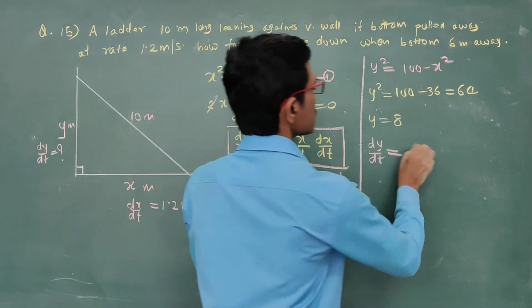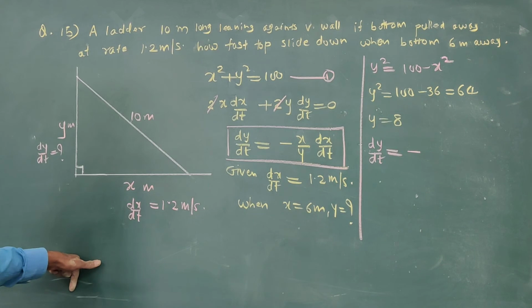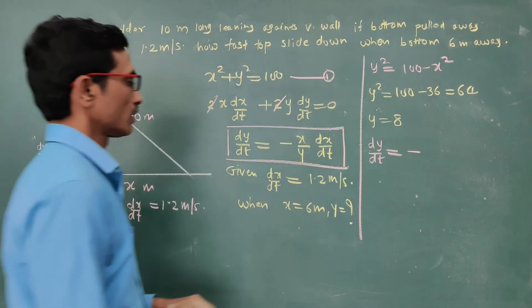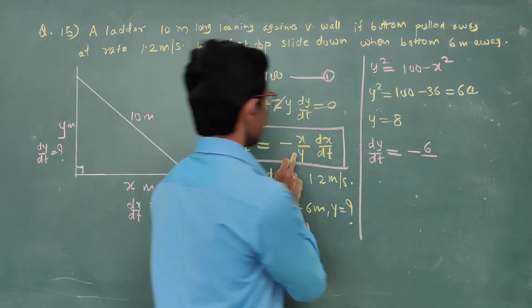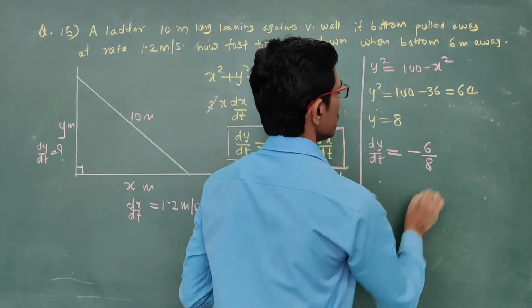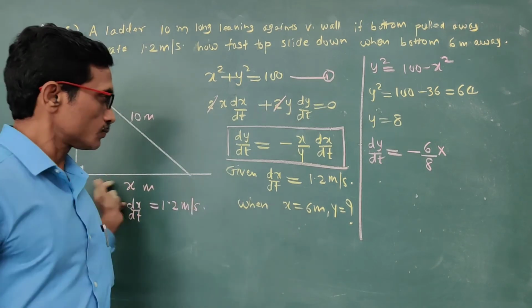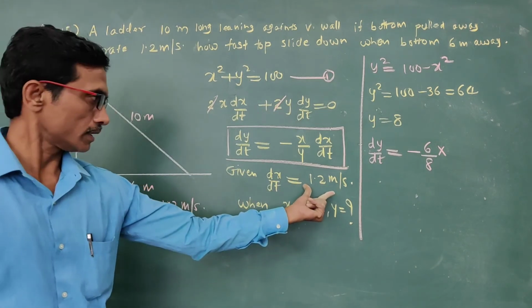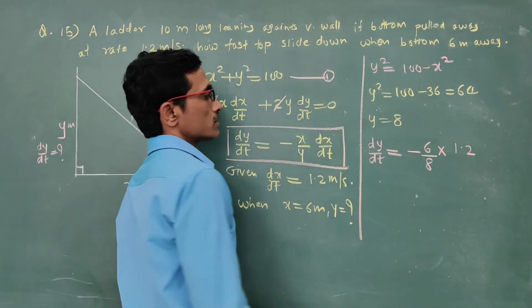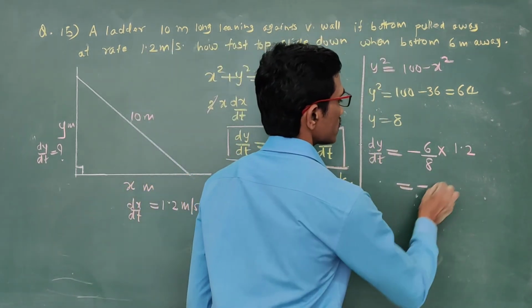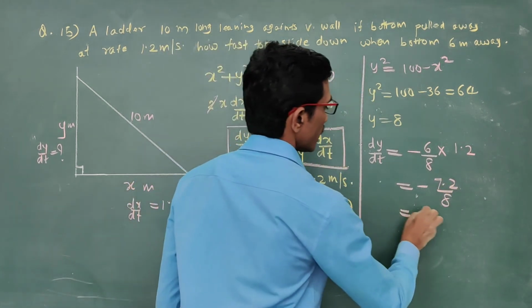Minus, this minus sign, because the top is sliding down. So therefore this negative sign. X is equal to 6, divided by y is 8, into the rate at which the bottom is pulled away from the wall. It is 1.2 meter. So it is minus of 7.2 upon 8, which is 0.9.